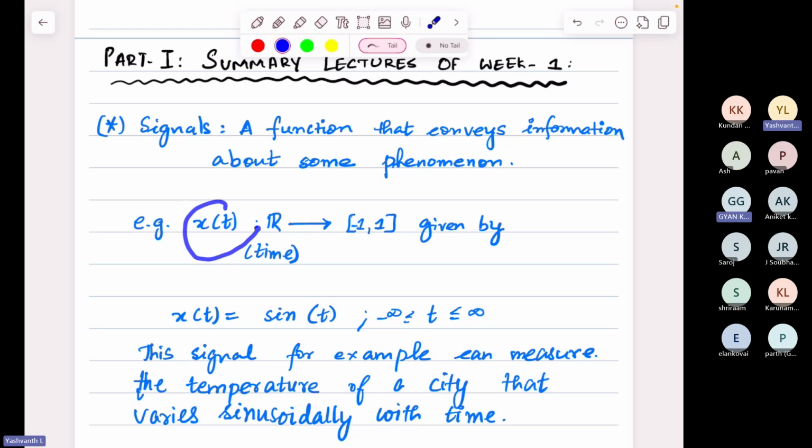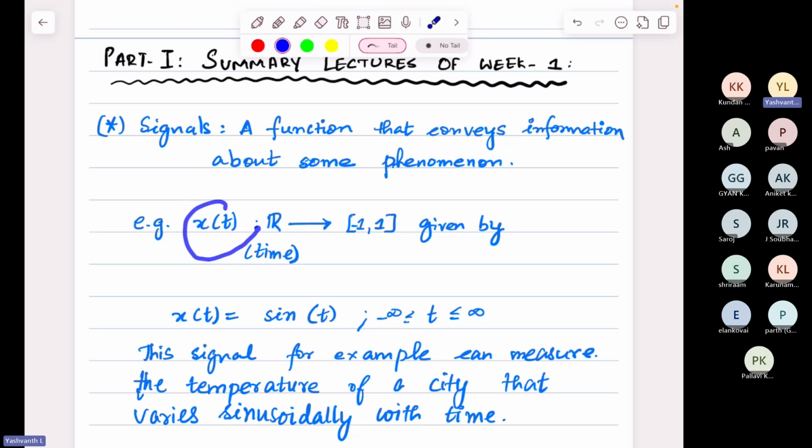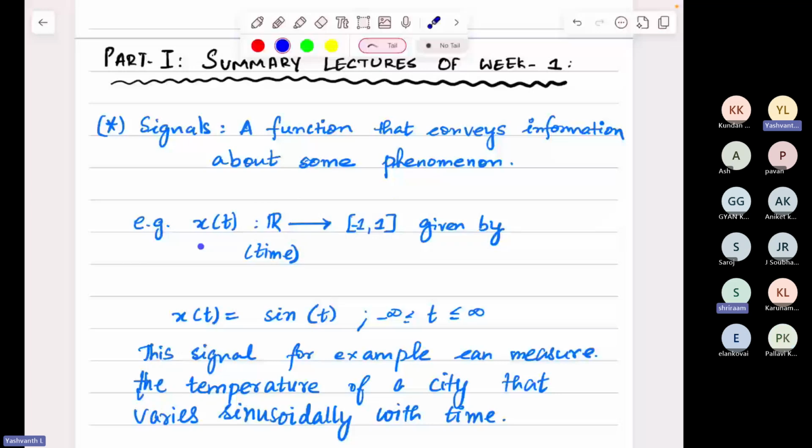So x of t is a signal. The input is the set of all real numbers, so the domain is the set of all real numbers, and the range of the function is -1 to 1. So this is said to be a signal that takes all input variables as real numbers and outputs a number between -1 and 1.